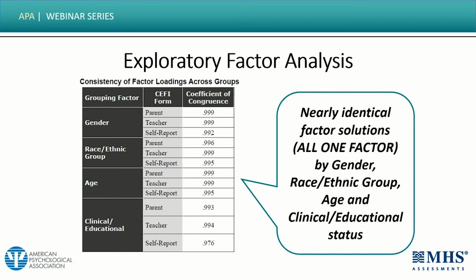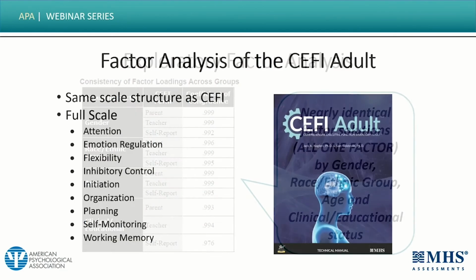Oh, I'm sorry, I forgot that we also wanted to be sure that gender or race or ethnic group, age or clinical or educational status wasn't somehow a confound. And when we looked at the coefficients of congruence across these groups, we find extremely high coefficients. So this means we're getting the same results no matter how we cut the data.